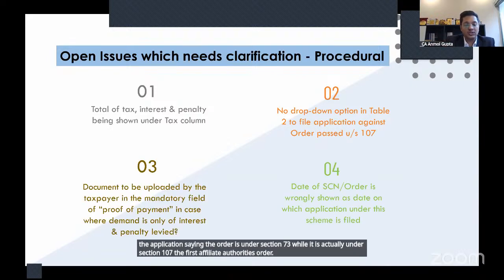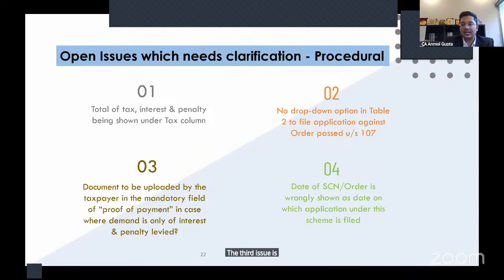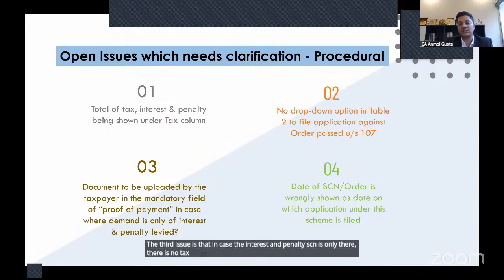The third issue is the case where the SCN is only for interest and penalty and there is no tax payment. So I don't need to make any tax payment.